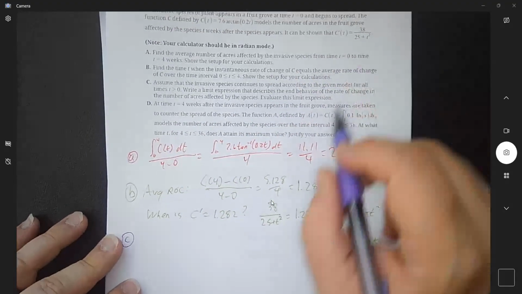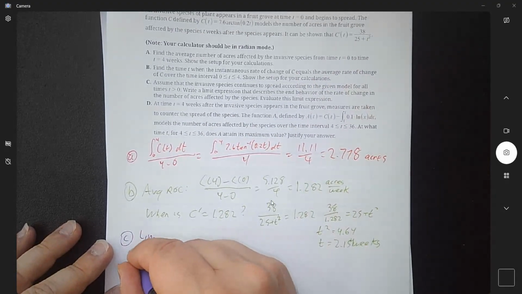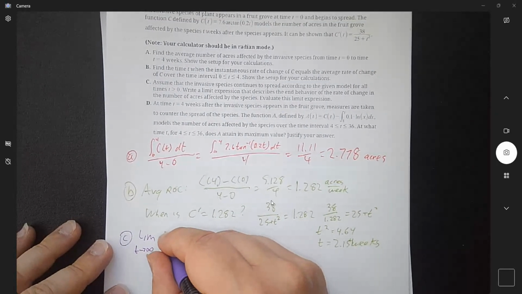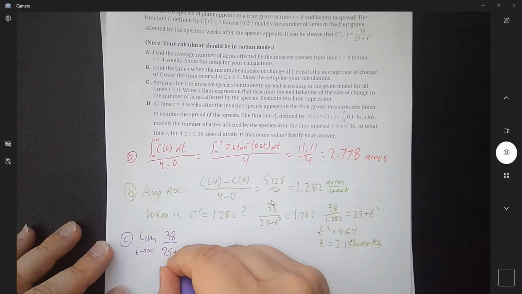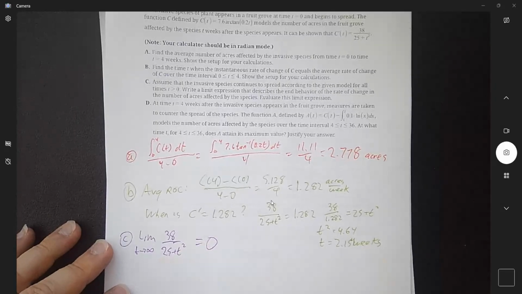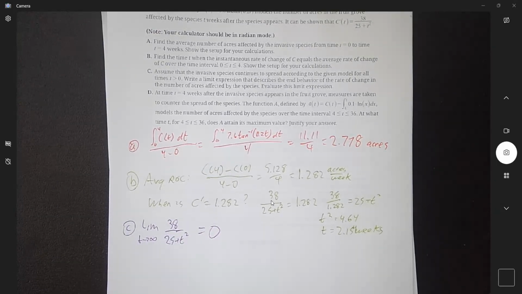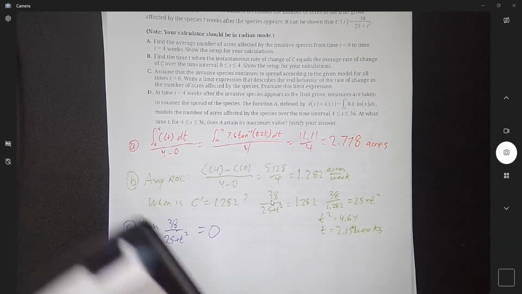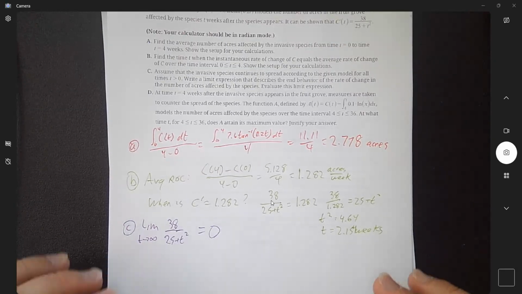That's the derivative. So we're asking for the limit as t goes to infinity of 38 over 25 plus t squared, and that winds up equaling 0. And of course it equals 0 because eventually you're going to have all of your acres invaded, right? And then you're not going to get any more acres invaded by your species.